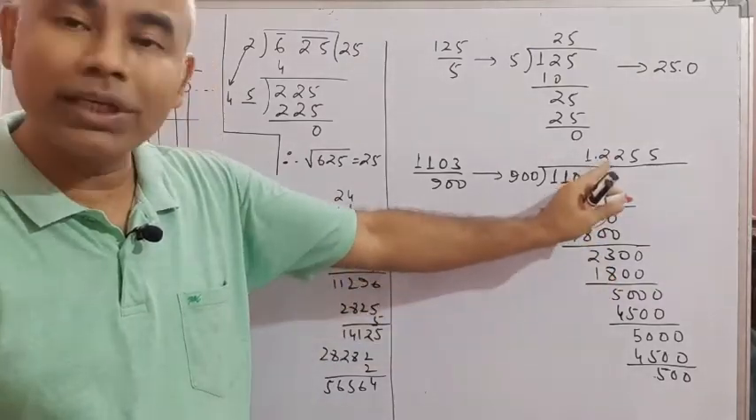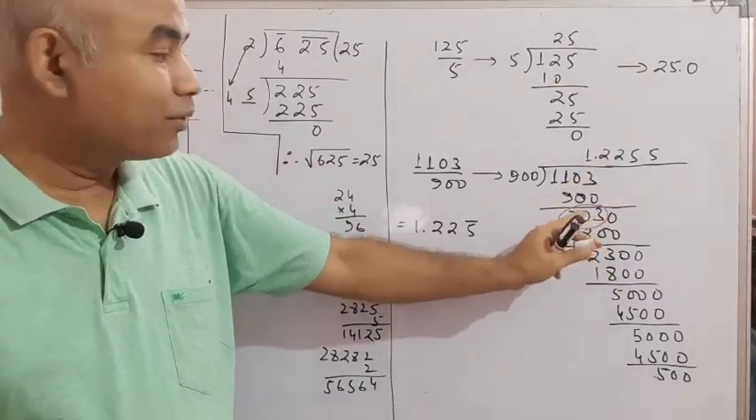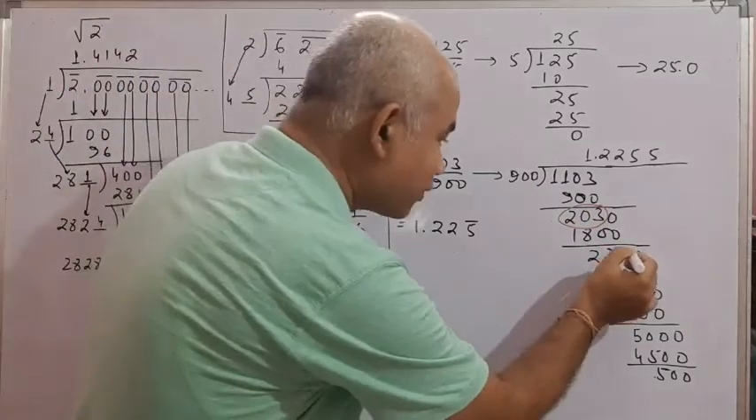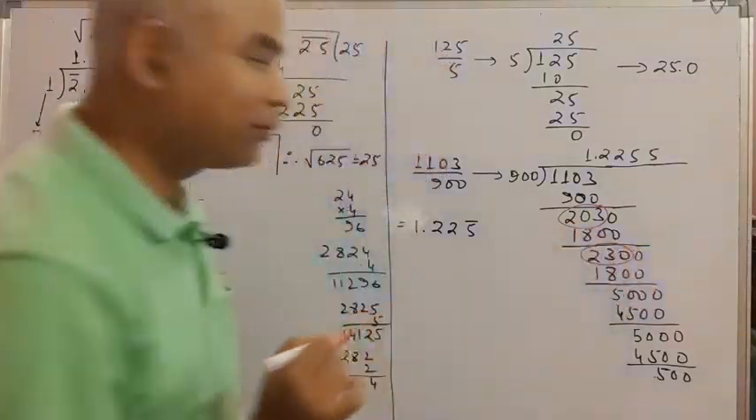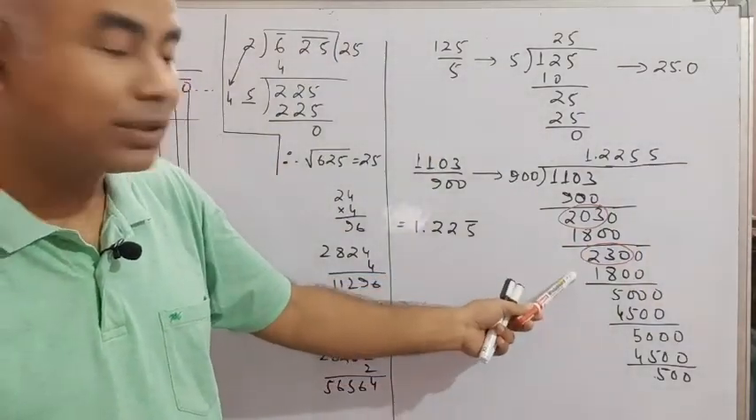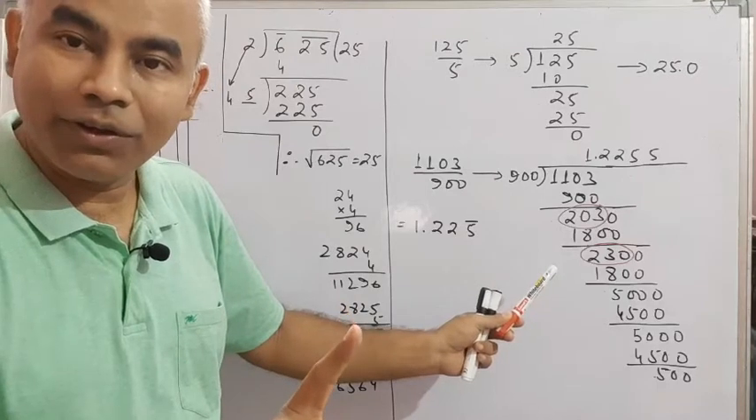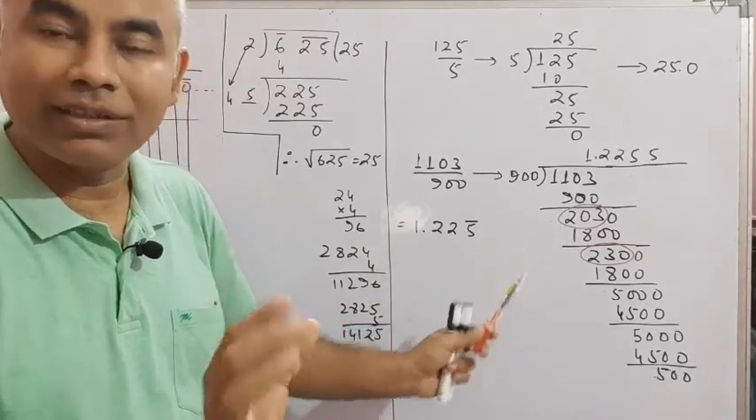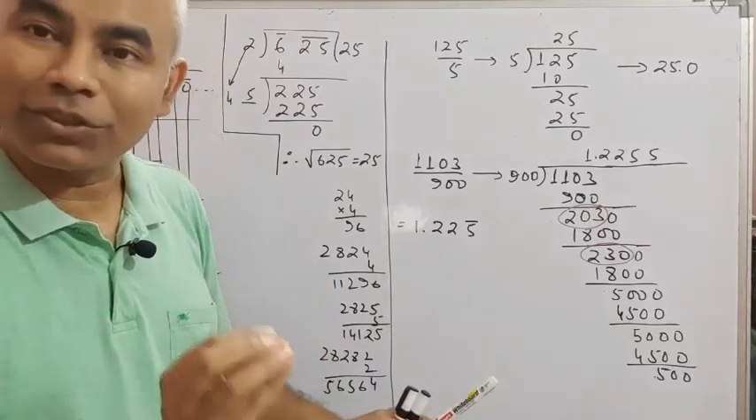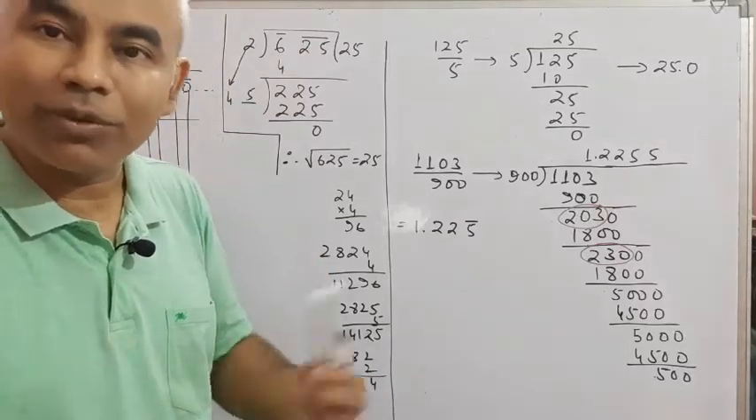So 2030 minus 1800 is 230. This is my remainder, 230. First it was 203, now it is 230. Neither is it 0 nor is there repetition of remainder. The remainder is not 0, and the remainder is not repeating either. So I have to continue.